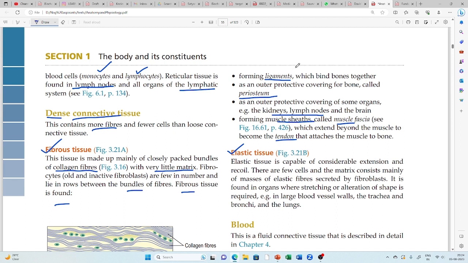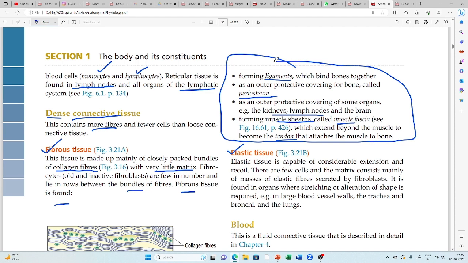Sometimes you may not know these words, but don't worry. Once you go through the anatomy of each and every system, you will come to know them. Now I will give a small idea, but don't get tense. Fibrous tissue is made up of closely packed bundles of collagen fibers, with very little matrix. That means it is thick and a little bit harder than loose connective tissue.